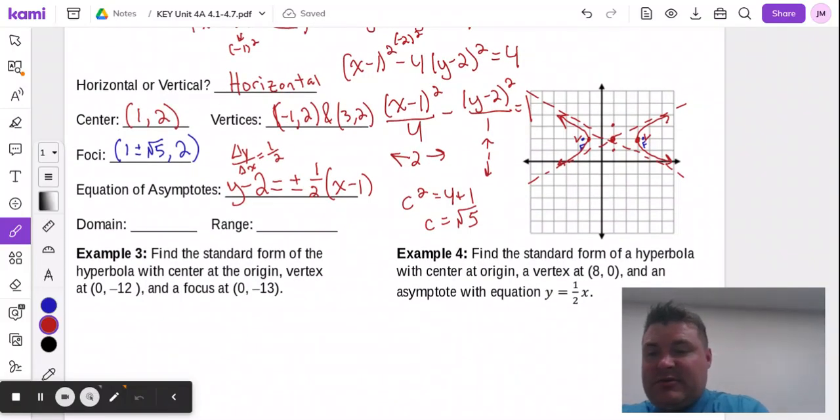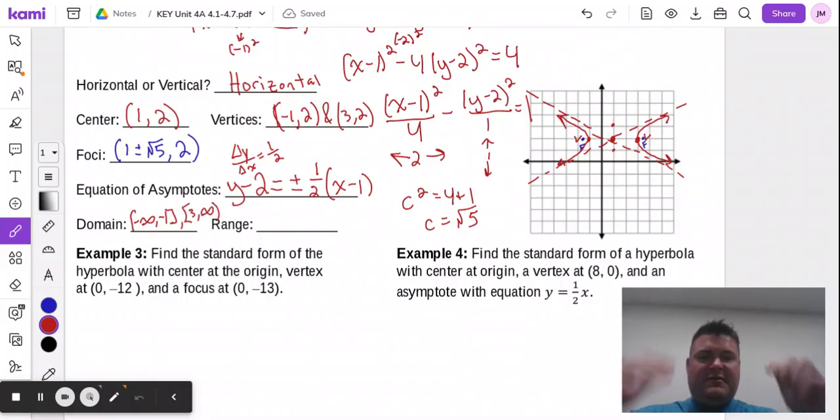Domain, in this case, this domain is restricted. So we're going to go from negative infinity until negative 1, and unite that with 3 to infinity. But our range, it goes up and down forever.